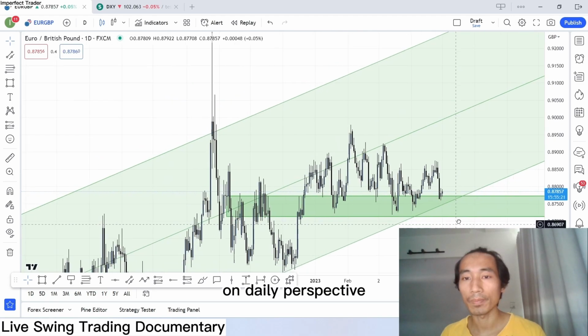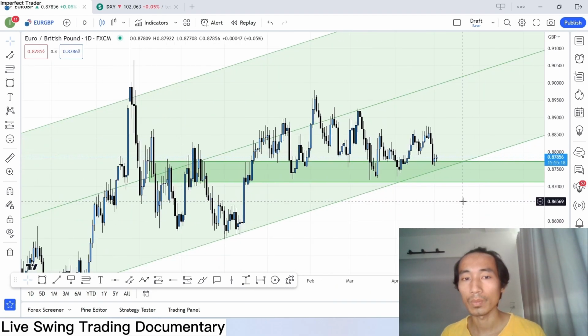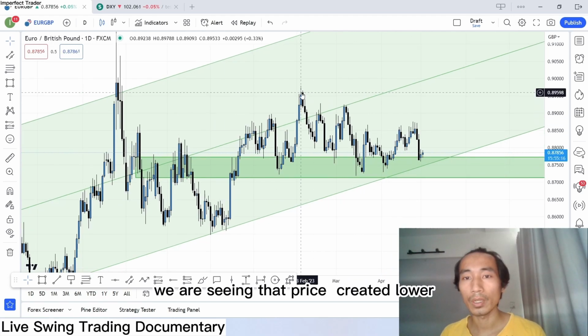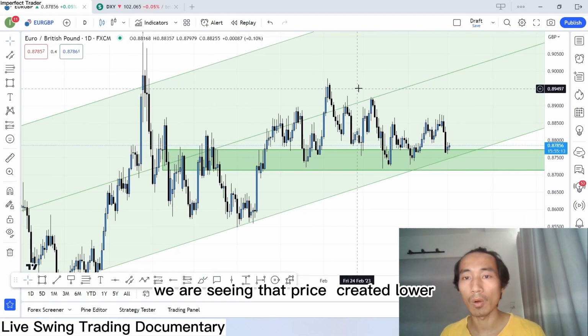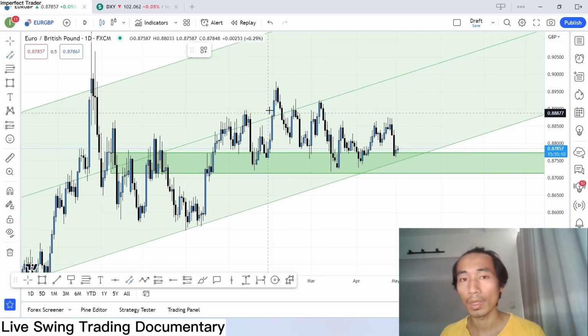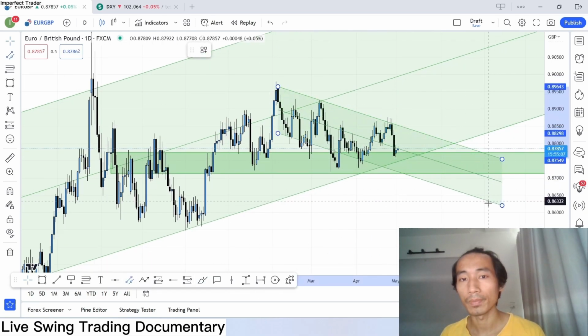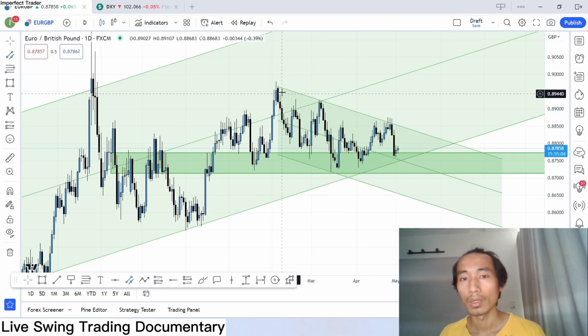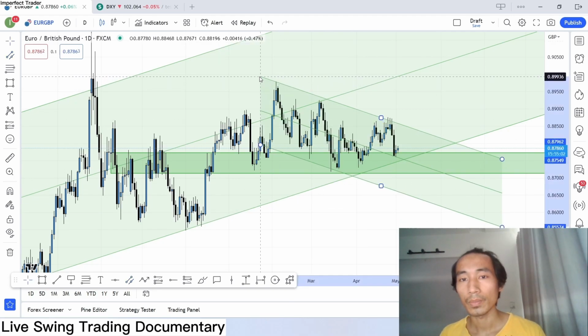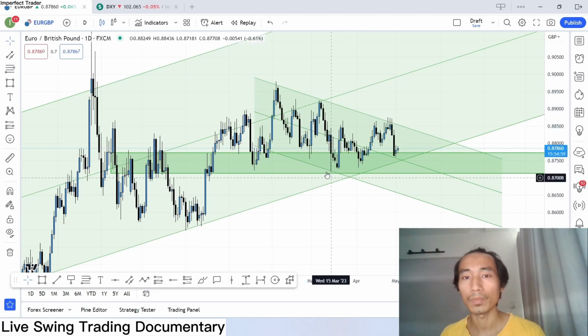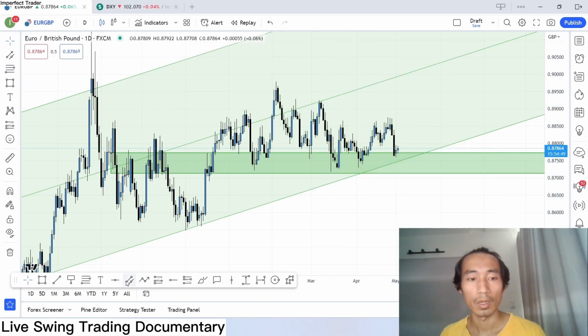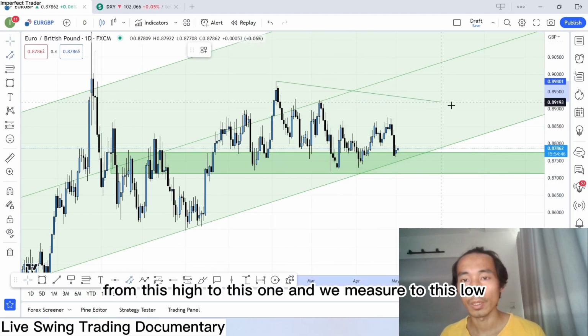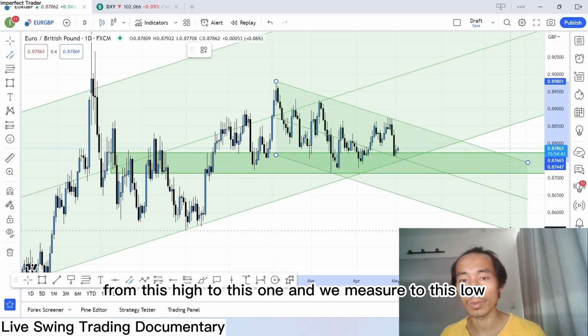On daily perspective, we are seeing that price is creating a lower high right here, lower high, and at this level right here, let's draw this again from this high to this one, and we measure to this low.